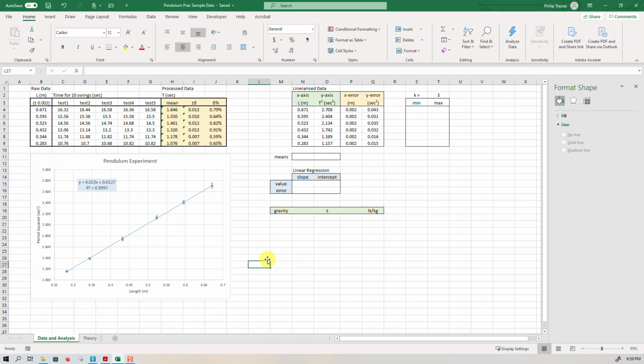But I do want to be able to add in some extra features to this graph using linear regression. And that will be the topic of the next installment.